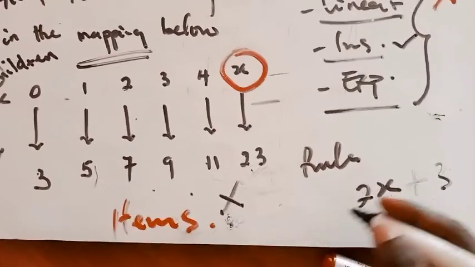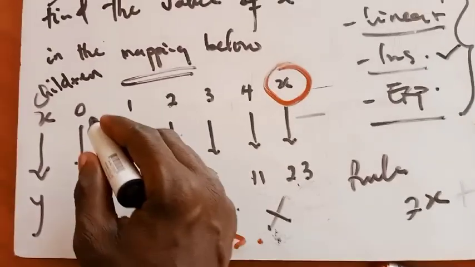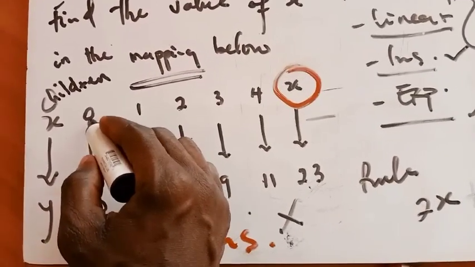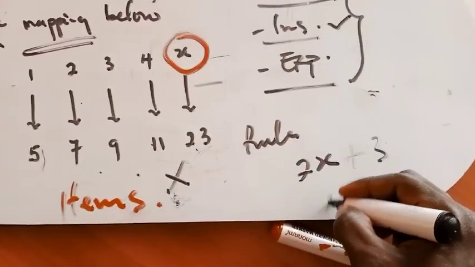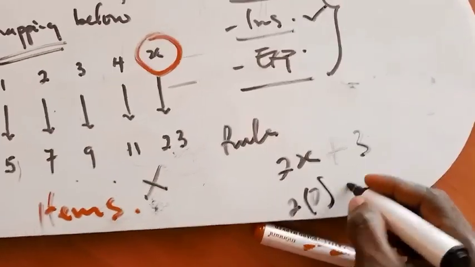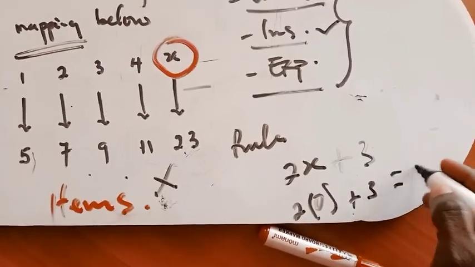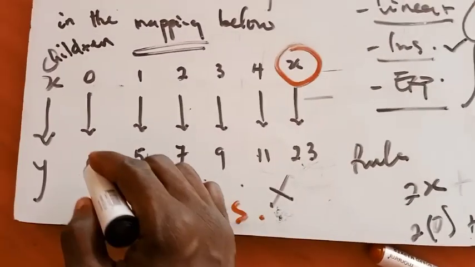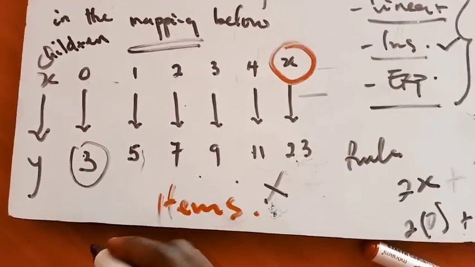Once you determine that, so 2 of the x, so 2 of the children. So how many children are here? Let's focus on this. So the x is 0 here, so 2 multiplied by 0 plus 3. Is that correct? That's going to be 3, right? That is exactly what we have down here, right?